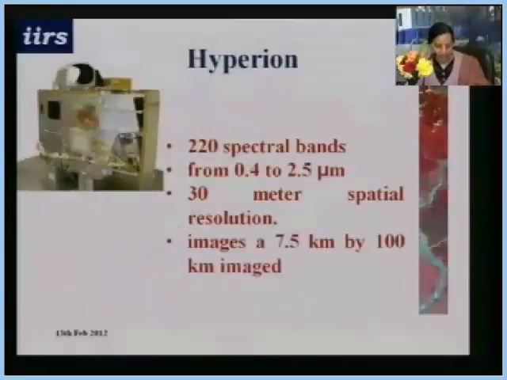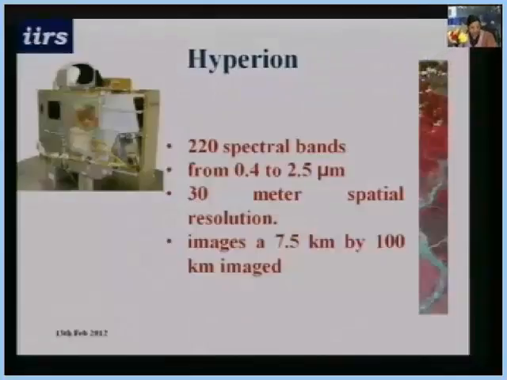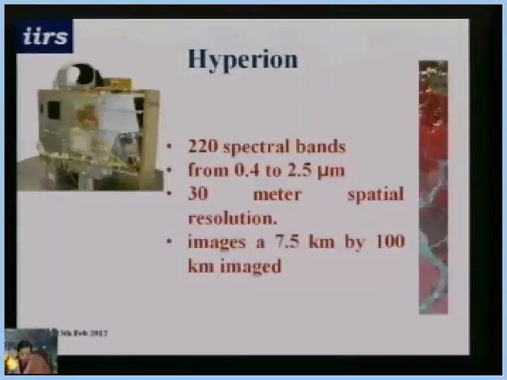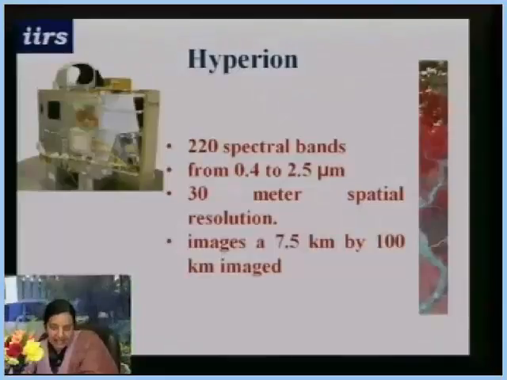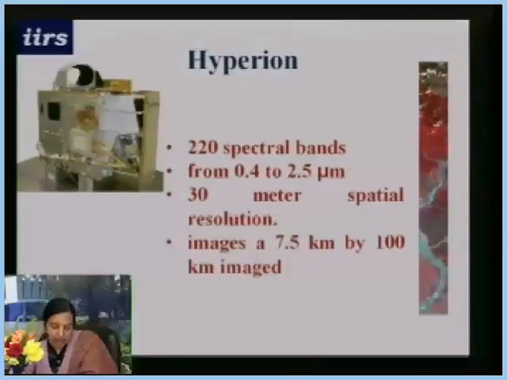Then we have this instrument on board the Hyperion, which is on board the NASA's Earth Observing Satellite, EO1, launched in 2000. It's a push-broom technology. It is in a platform which is at 705 kilometer sun-synchronous orbit, and it is 1 minute behind Landsat. It has the same spatial resolution as that of the Landsat, and this sensor detects 220 bands with 10 nanometer spectral resolution in the wavelength region from 400 to 2500 nanometers, and records in 12-bit radiometric resolution.